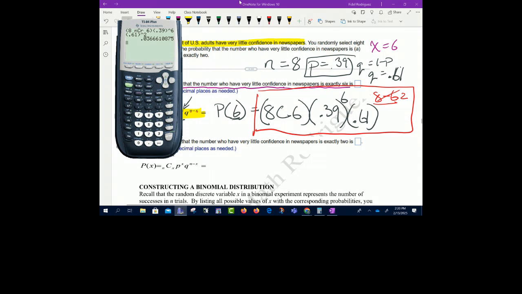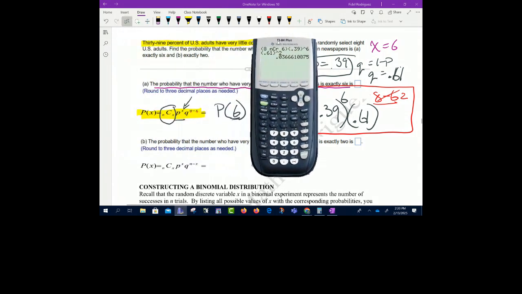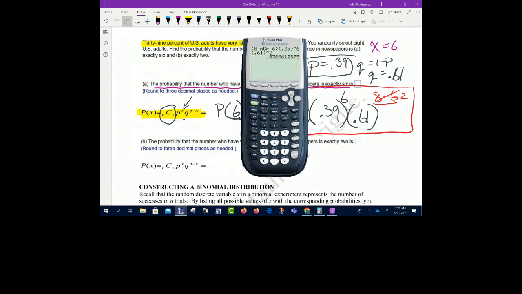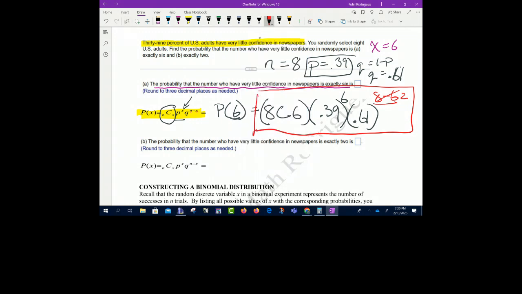And y'all, I think in these problems, they're asking me to round. Yeah, they're asking me to round to 3 decimal places. So y'all, I got a question for you. 0.036, 0.037. 0.037. Very good. So look, y'all, right here, we're going to put 0.037.